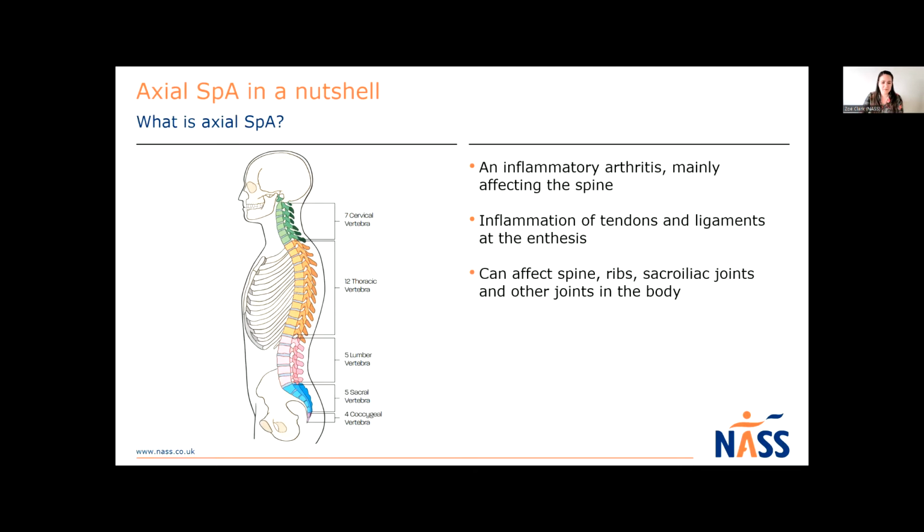And as you can see on this image, in the blue at the base of the spine is the sacrum. And you can get inflammation where the sacrum joins the pelvis on each side. These two joints are called the sacroiliac joints, and lots of people with axial SpA experience inflammation here. For some people with axial SpA who have prolonged inflammation, the body tries to repair this area by laying down new bone, and over a long period of time, this can sometimes lead to joint fusing. This doesn't happen for everyone with axial SpA.